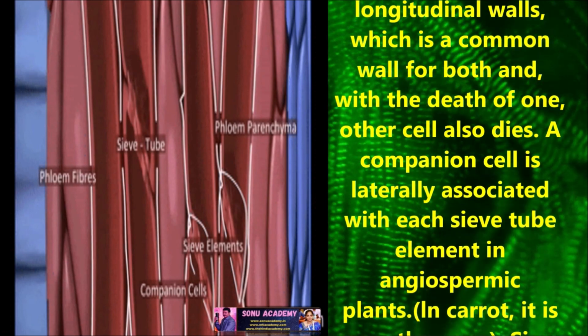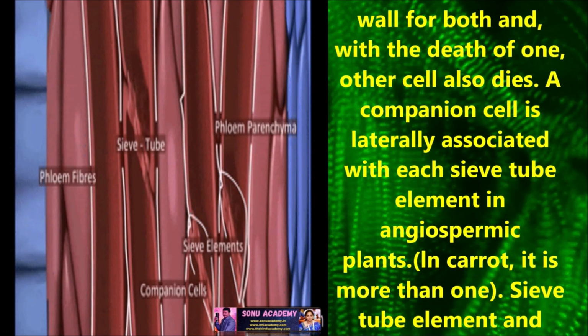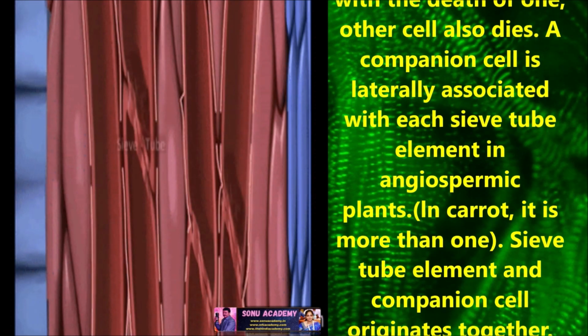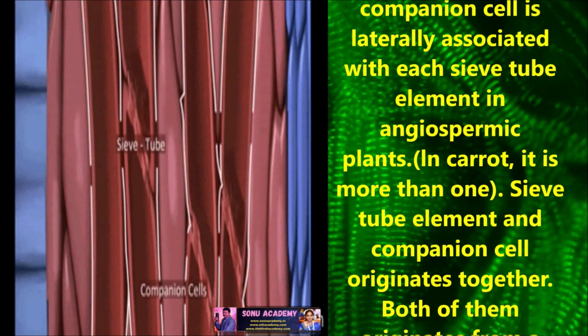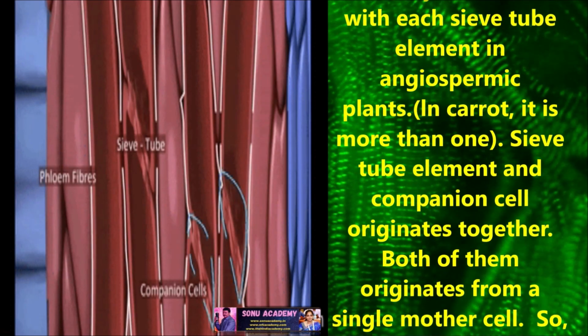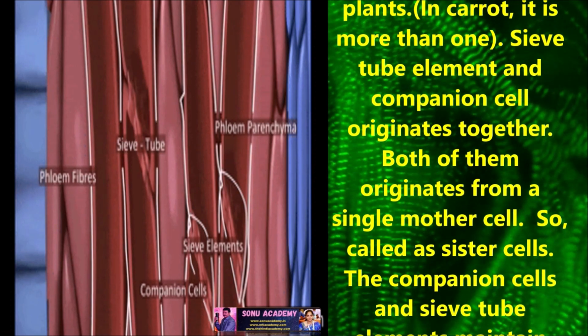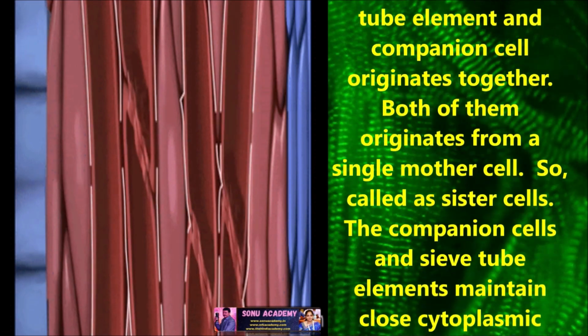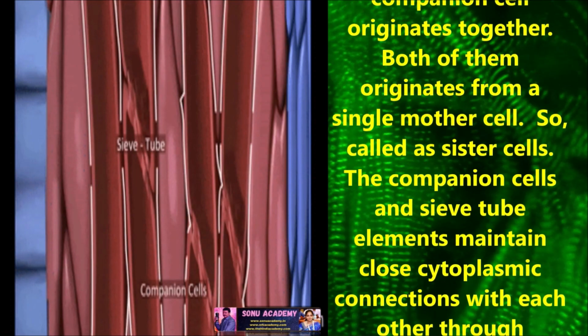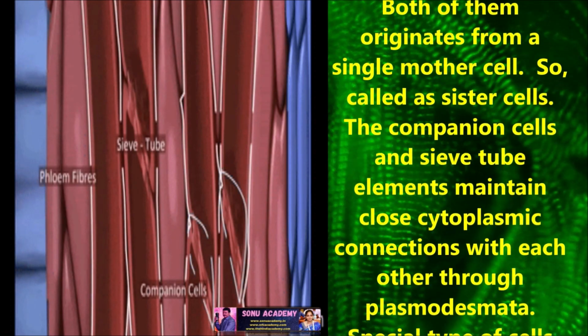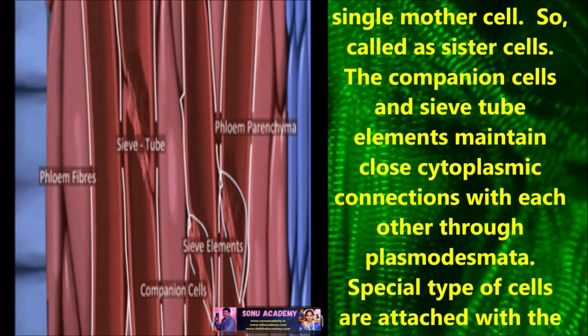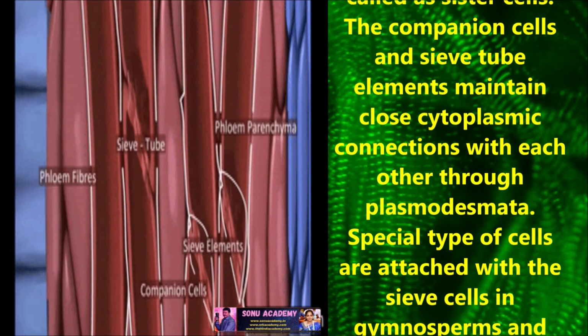A companion cell is laterally associated with a sieve tube element in angiosperm plants. Sieve tube elements and companion cells originate together. Both of them originate from a single mother cell, so they are called sister cells. Companion cells and sieve tube elements maintain close cytoplasmic connections with each other through plasmodesmata.